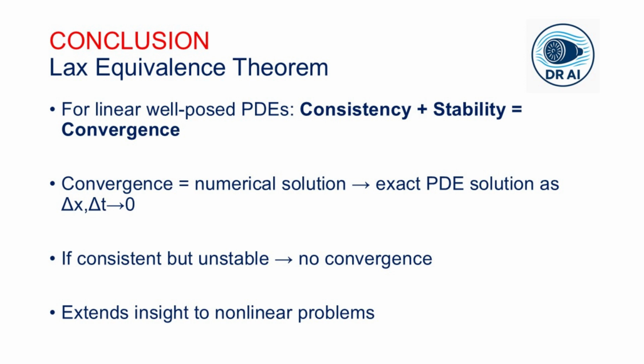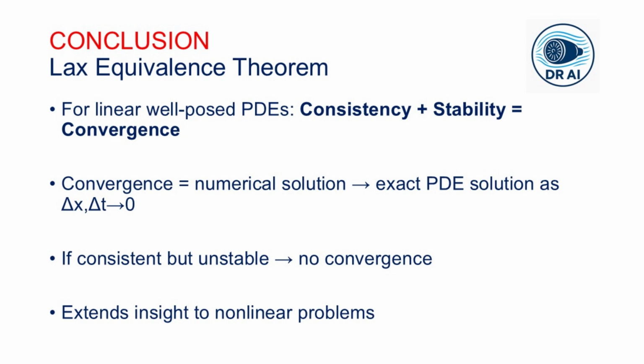So the theorem tells us that if we have a consistent scheme, the only thing standing between us and convergence is stability. Conversely, if a scheme is unstable, it cannot converge regardless of consistency. Now, here are the practical implications. When we develop a new scheme, first check consistency via the Taylor series, then analyze stability via von Neumann or energy methods. Once both are satisfied, convergence is guaranteed.